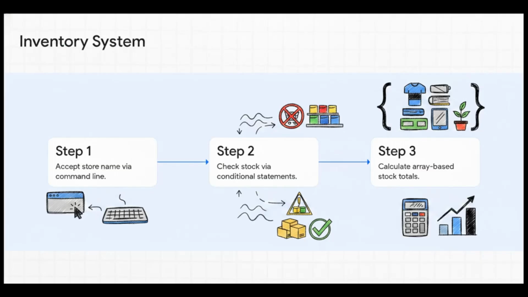Now, what's really cool is how the course supplies all those basics right away. Instead of just doing disconnected, random homework assignments, the syllabus introduces this core cohesive theme, an ongoing inventory management system. It kicks off with 3 initial steps. First up, writing code to accept a store name via the command line. Second, using conditional statements to check if stock is out, low, or available. And third, using arrays to calculate the total and average stock across 5 different products. So right out of the gate, they are tackling actual operational business problems.